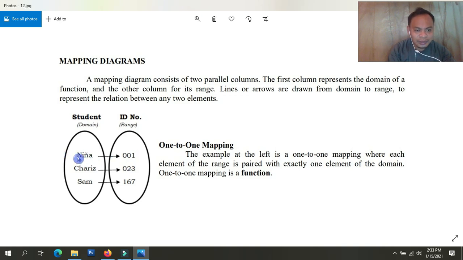So, student Ninya at the number 001. Student Charisse at the number 023. Student Sam at the number 167. So 1-to-1 mapping. The example at the left is a 1-to-1 mapping where each element of the range is paired with exactly one element of the domain. So 1-to-1 mapping. So this is a function, 1-to-1 mapping.